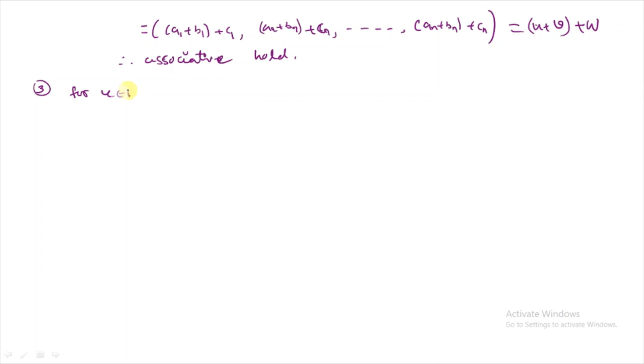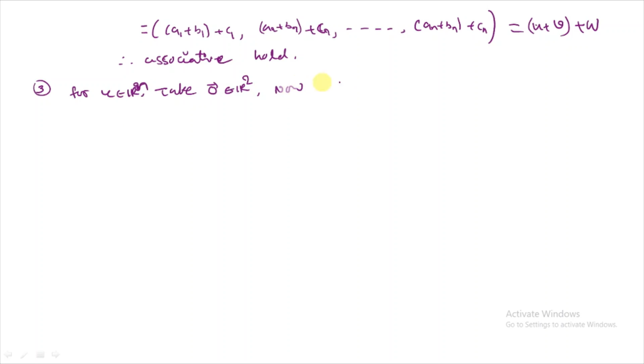For u belongs to Rn, take the 0 vector. And u is also a vector, I'm not writing the arrow mark. Whatever you take in a vector space, an element is always a vector. It belongs to Rn.